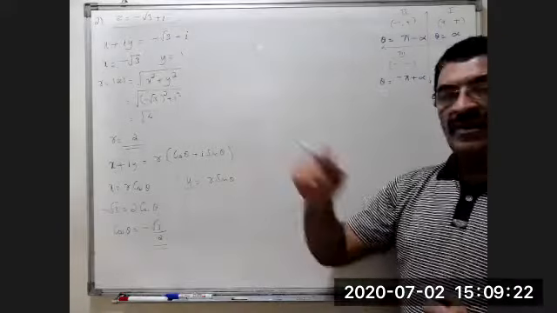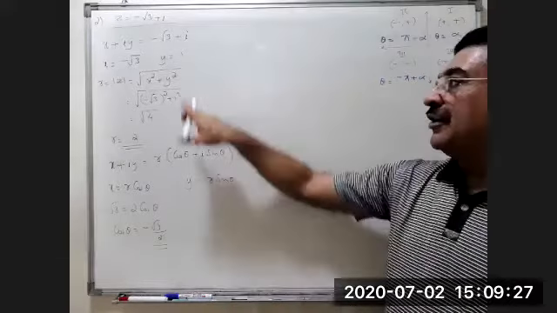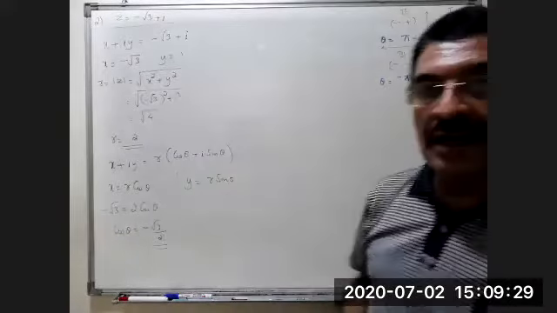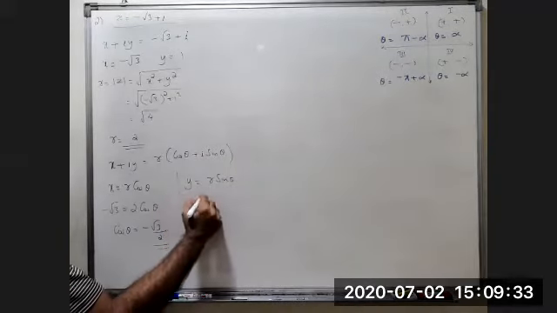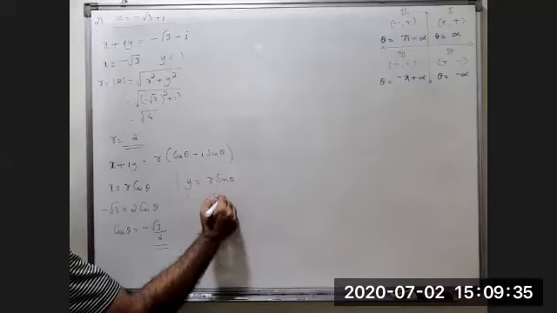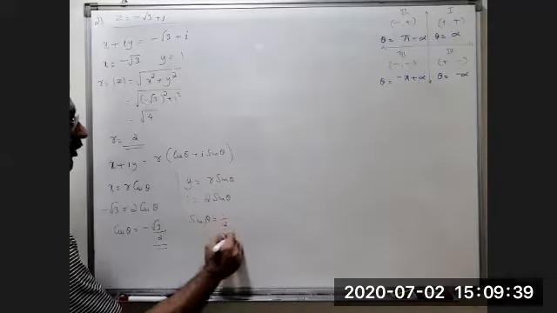But we can find sin theta also. How to find sin theta? Put the value of y and r. If you put the value of y is 1, r is 2, sin theta. From this, sin theta is 1 by 2.